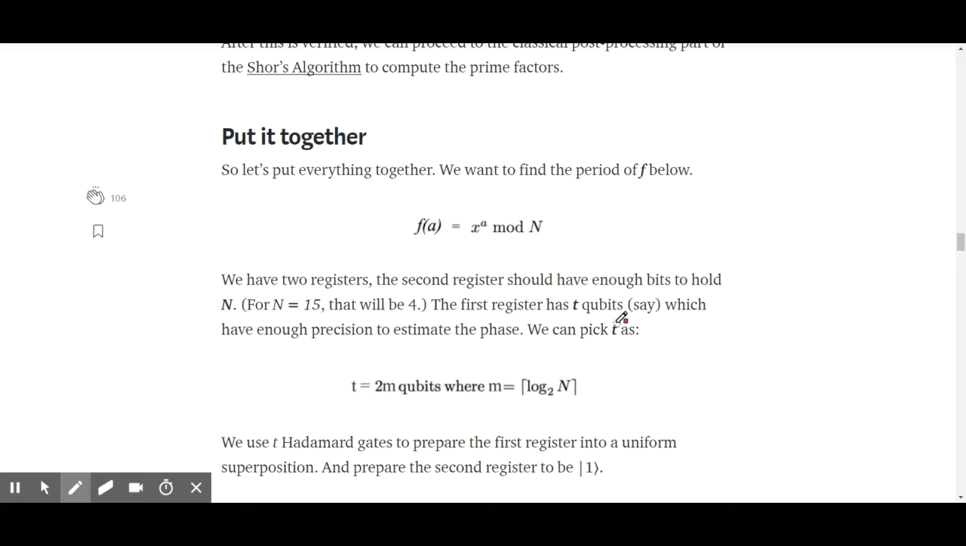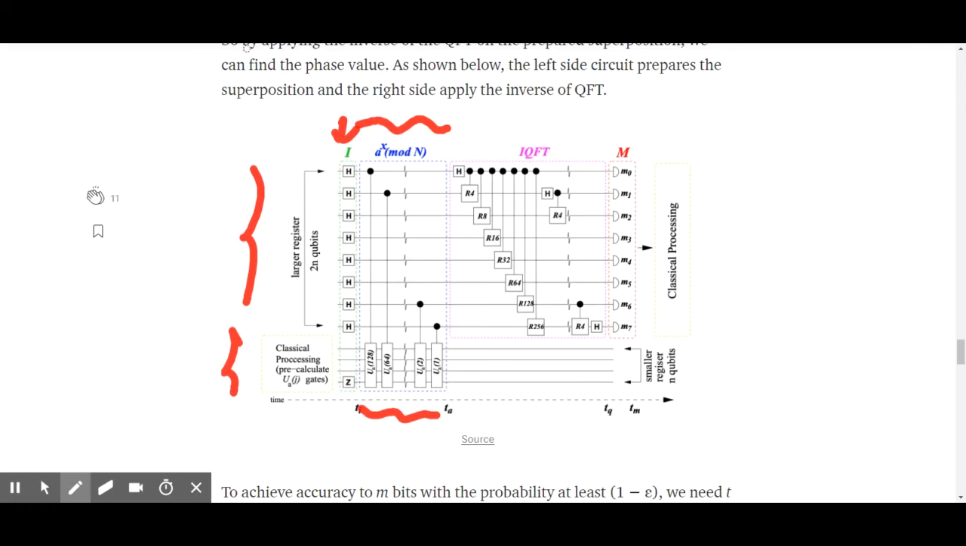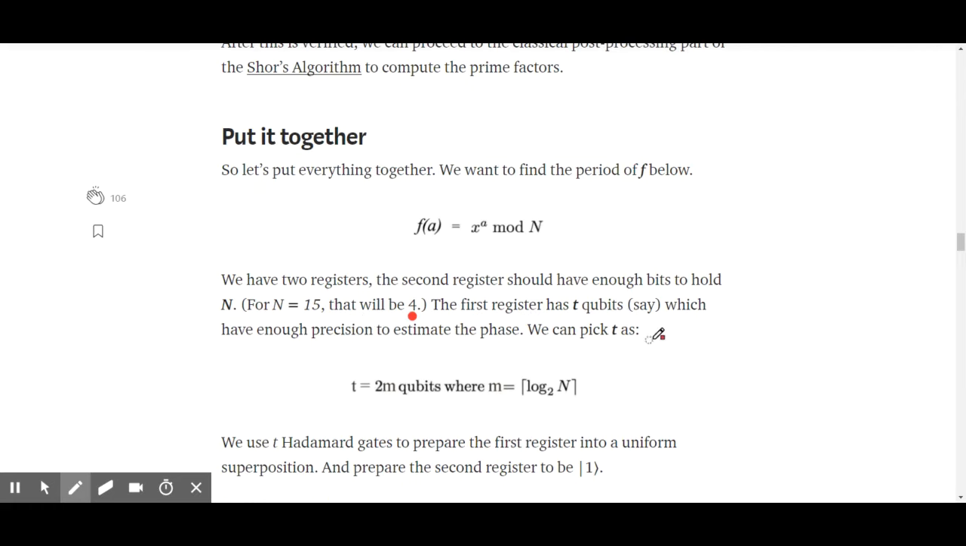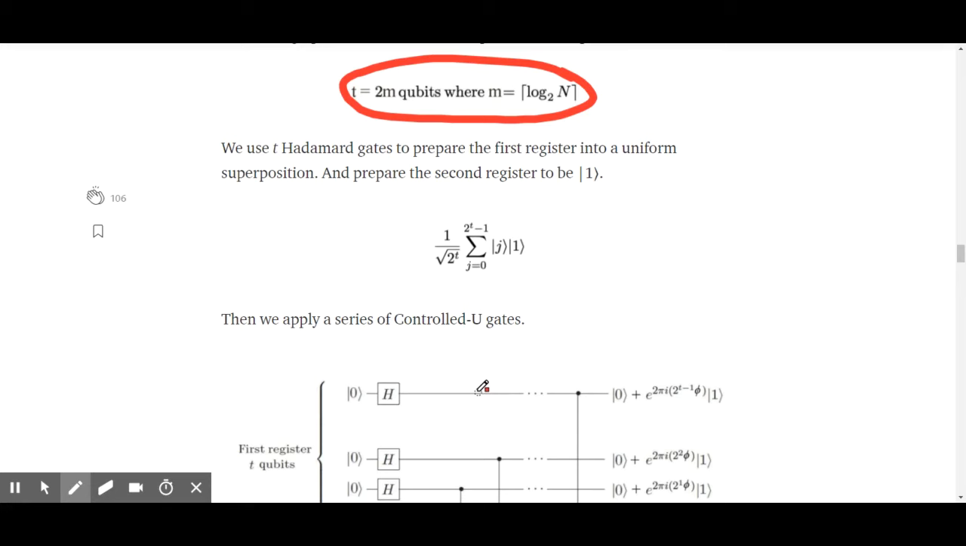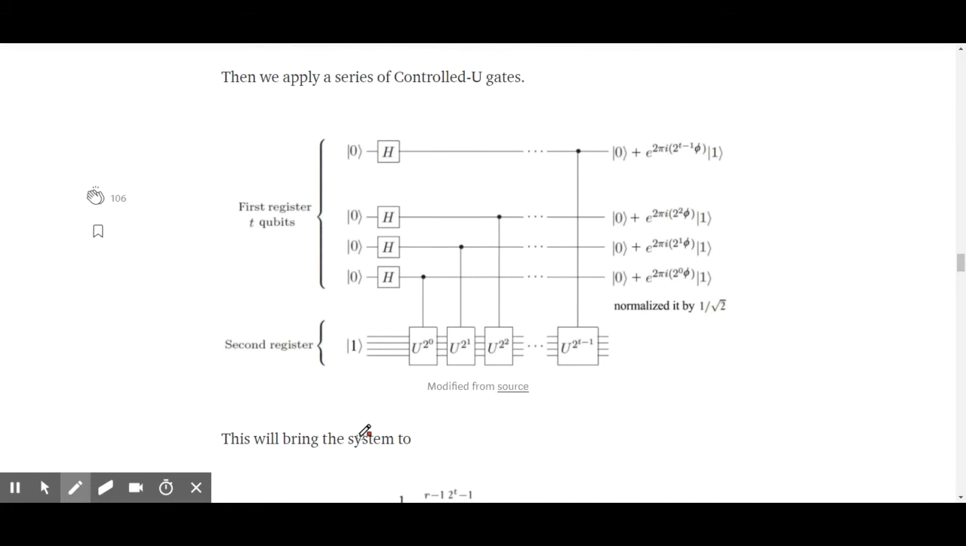The first register has d qubits, which need enough precision. So okay, 4 for 15. Is that the same example we got? Yeah. So the first register has d qubits, which have enough precision to estimate the phase. We can pick t as d. We use d Hadamard gates to prepare the first register into a uniform superposition and prepare the second register to be 1. So this is what they do here, and this is what we do here.